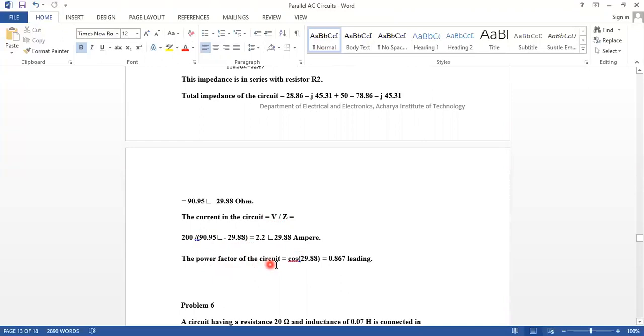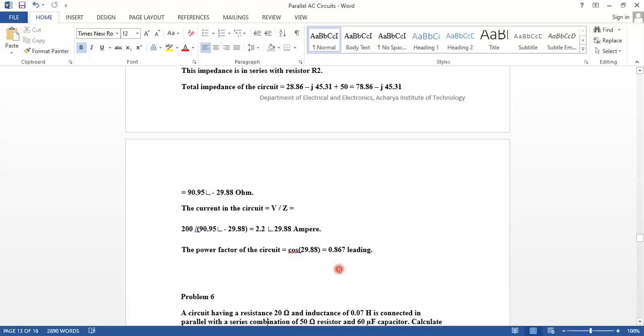Now, how to find the power factor of the circuit? Observe the angle of current over here, or you can take the angle of Z also. If you convert this into polar form, you get the angle. So here, if you see, the angle of current is 29.88. So cos of that angle will give you the power factor of the circuit. Fine. So this is how you find the power factor. Let us move on to the next problem.